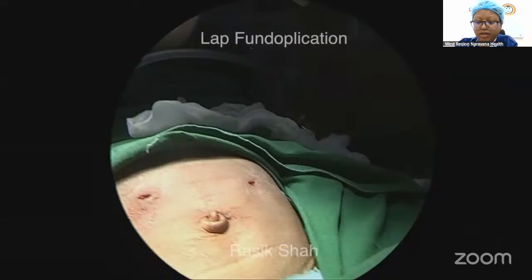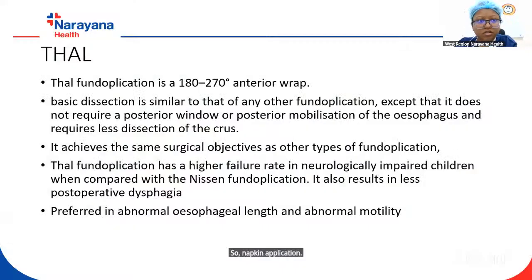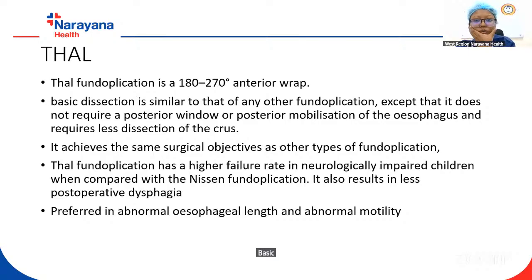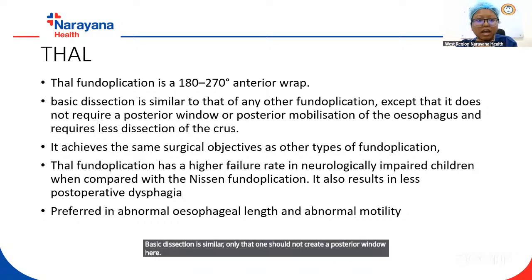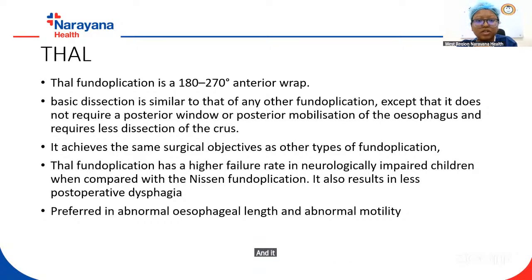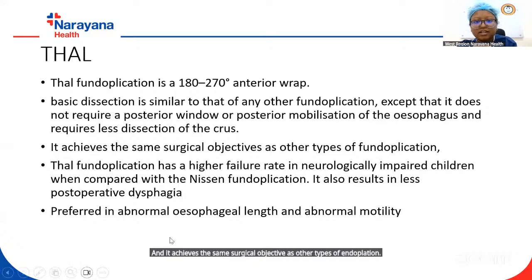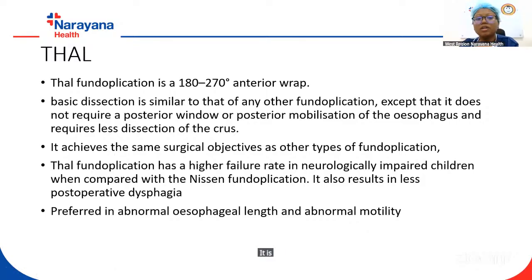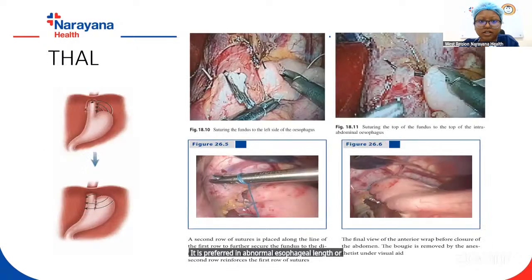So now Toupet fundoplication. Sorry, Dor fundoplication is a 180 to 270-degree anterior wrap. Basic dissection is similar, only that one should not create a posterior window here, and it achieves the same surgical objective as other types of fundoplication. However, it has a higher failure rate in neurologically impaired children when compared with Nissen's fundoplication. It is preferred in abnormal esophageal length or abnormal motility.